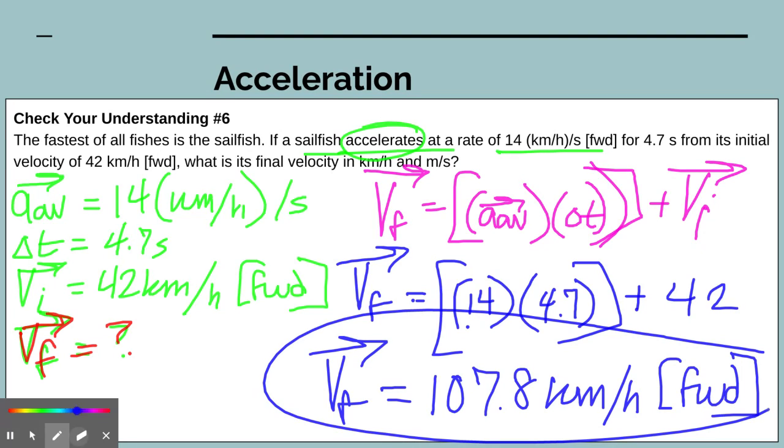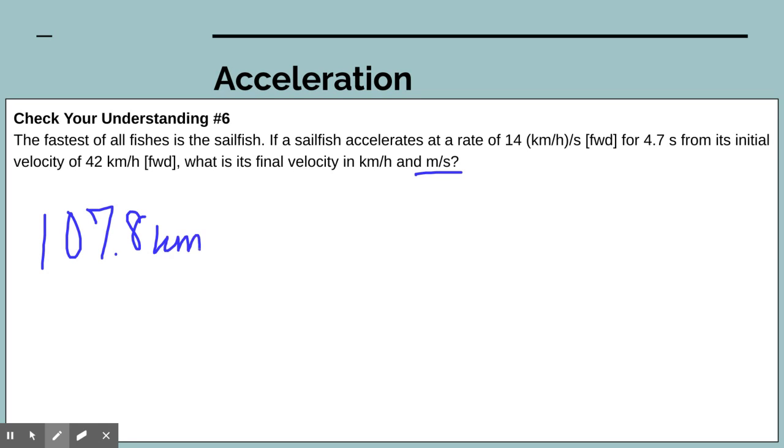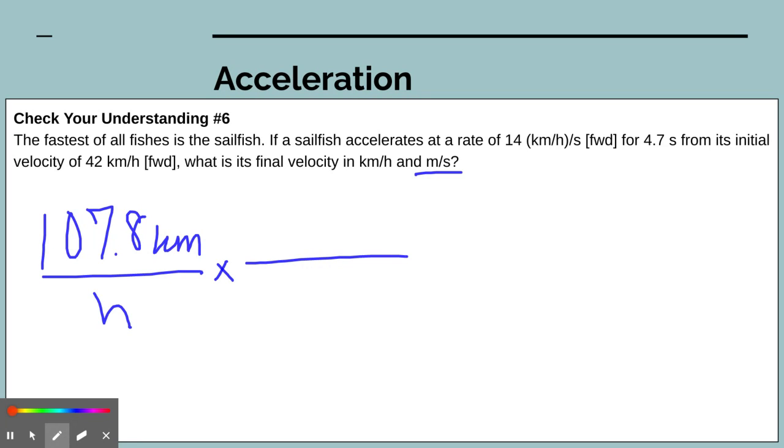Good, so we got that. And again, we're going to use that handy dandy dimensional analysis again, because now we got to figure out what it is in meters per second. So it's going to be 107.8 kilometers per hour. Again, because we're trying to get rid of these guys.